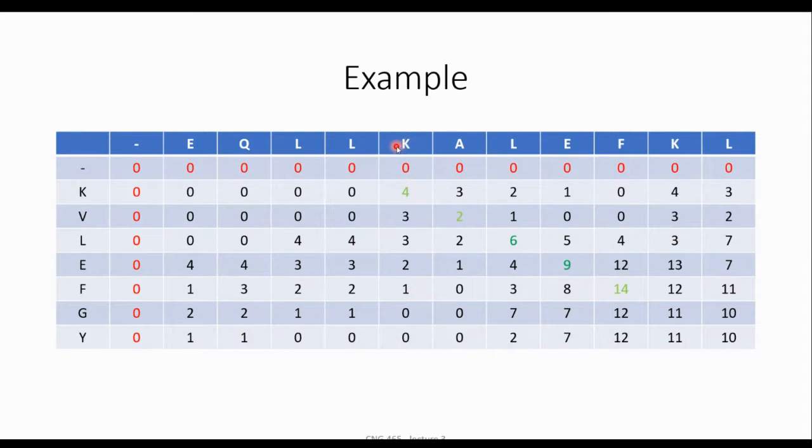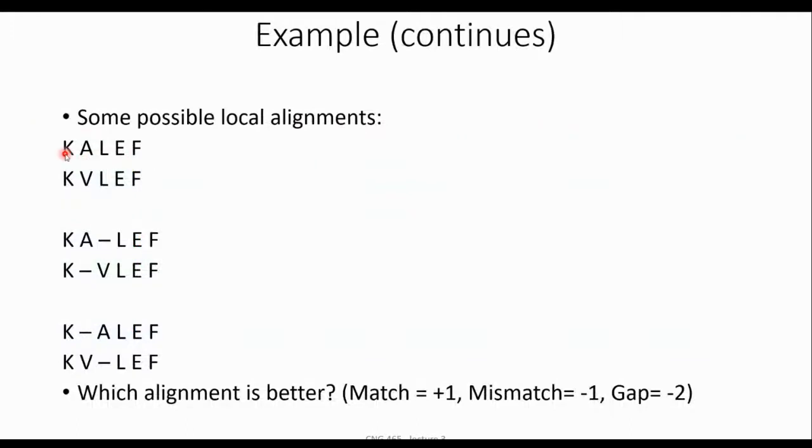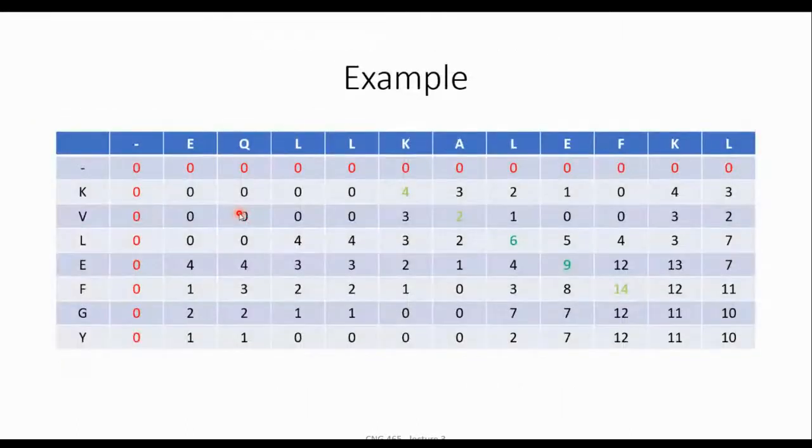When you write the sequence, it is from the left to the right, and also here from the up to the down. Okay, we should be careful about that. So K, A, L, E, F. You see? Now assume that we have a gap. Which path did we choose here?